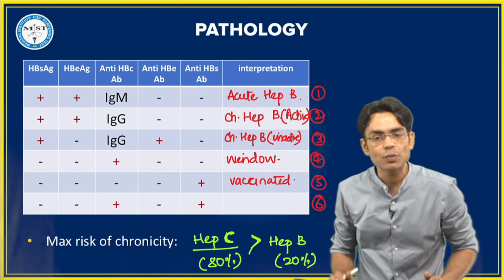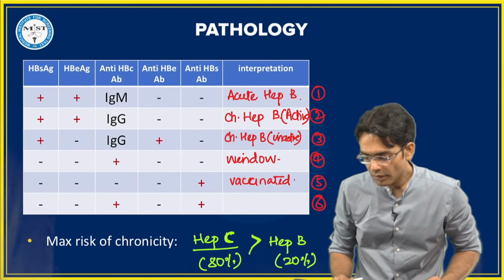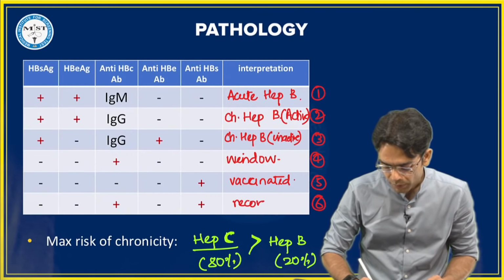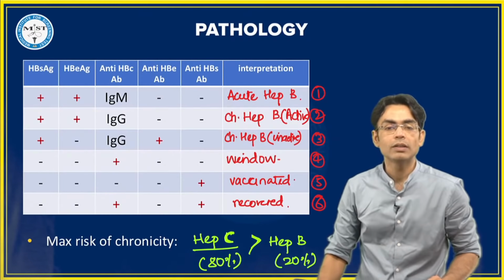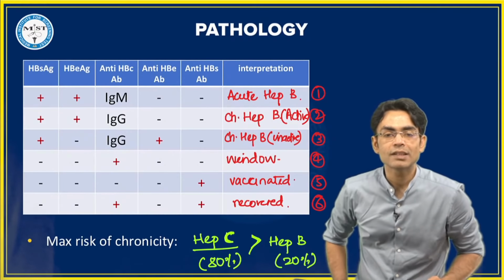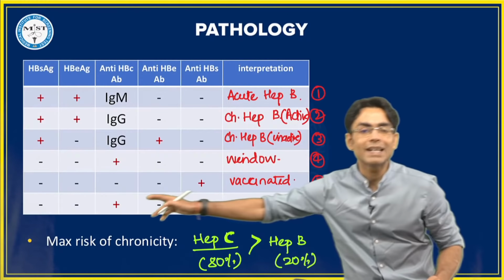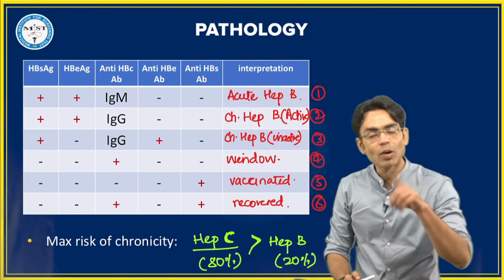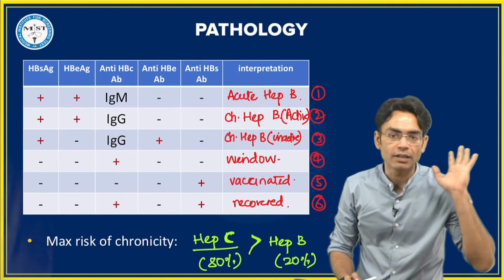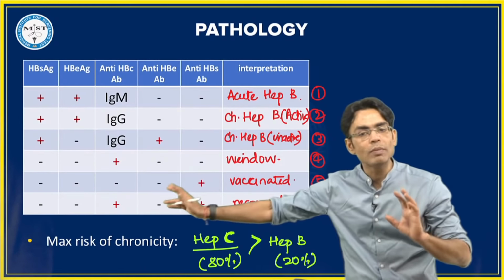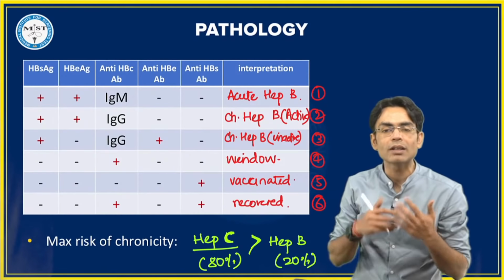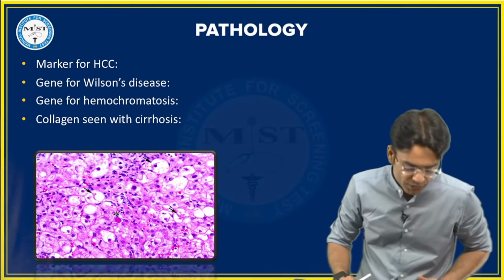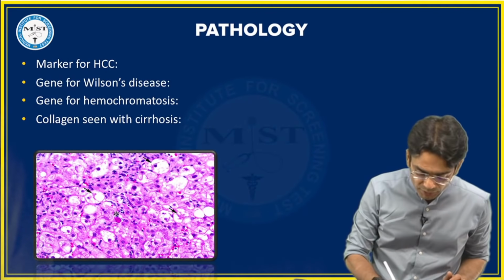And finally the last one, yeah, Afzal, you are right, it is a recovered patient. Sixth is recovered. Okay, because you are getting the core antibody also and you are having surface antibody. Core antibody will be present in any person who got infected. So in whoever has had infection, core will definitely be found, and surface antibody is the marker that the person has recovered. Okay, very good. Yeah, cured. Now, marker for HCC. What is the marker for HCC?